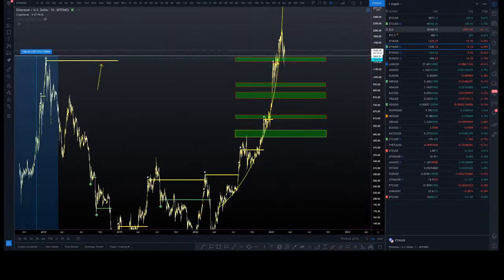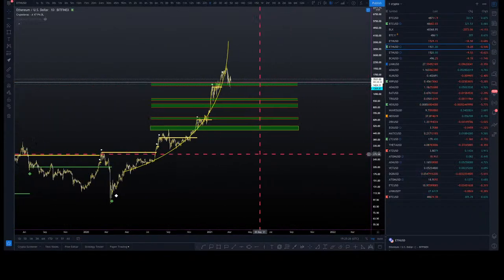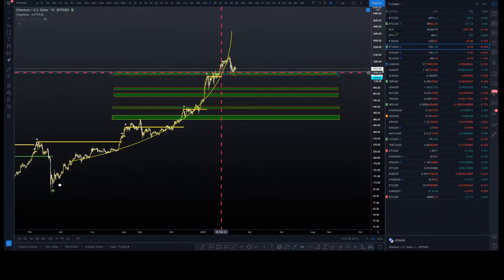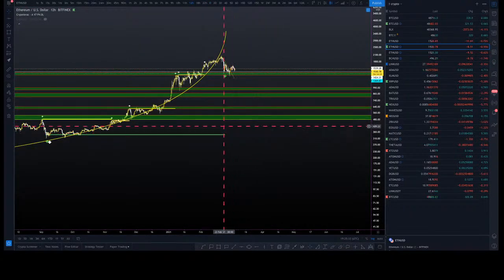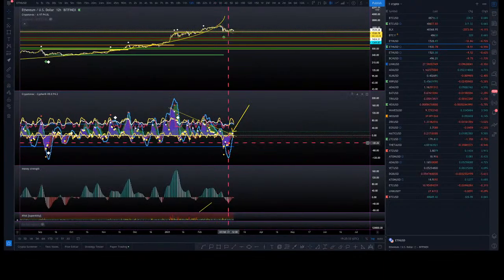On ETH, okay, we're printing a green diamond. So what does that mean? That means that this is an important wave.